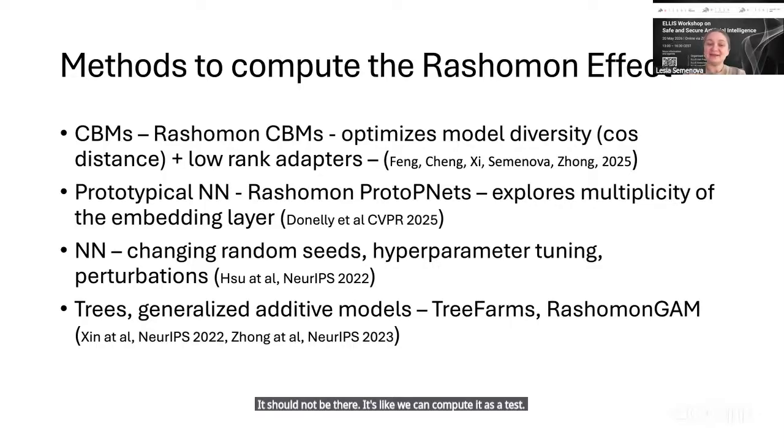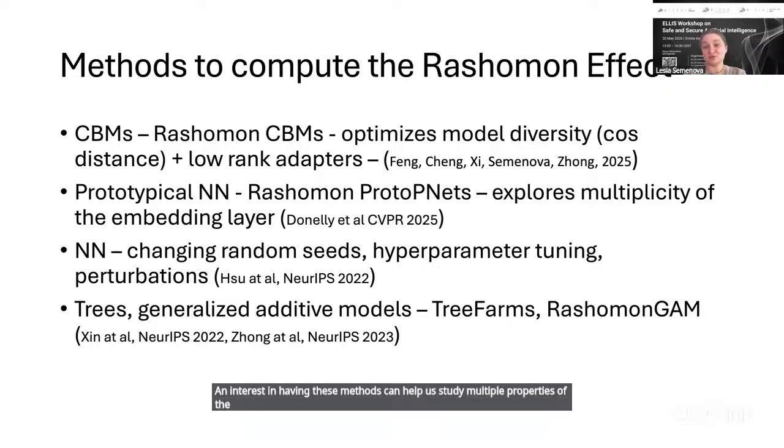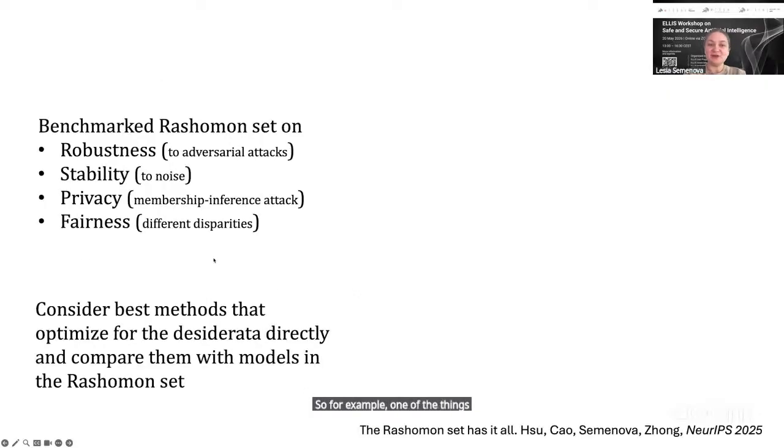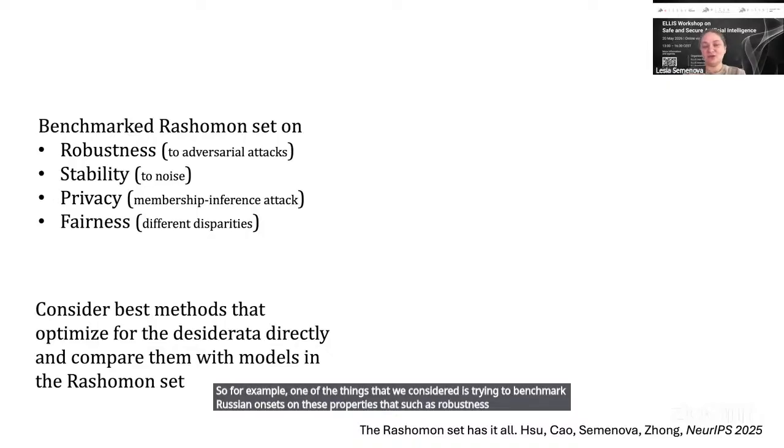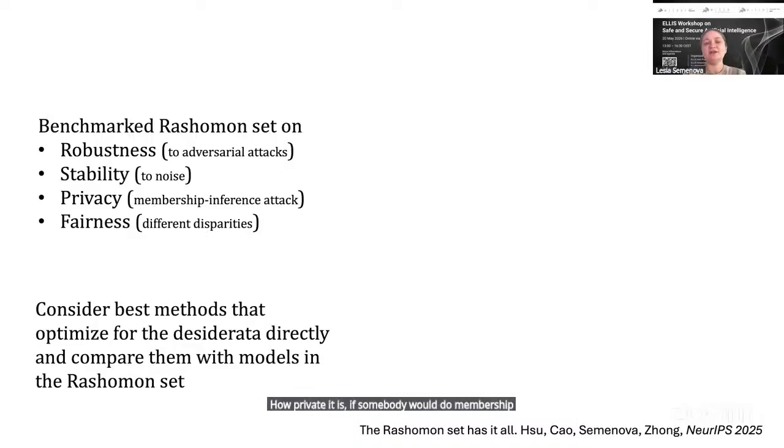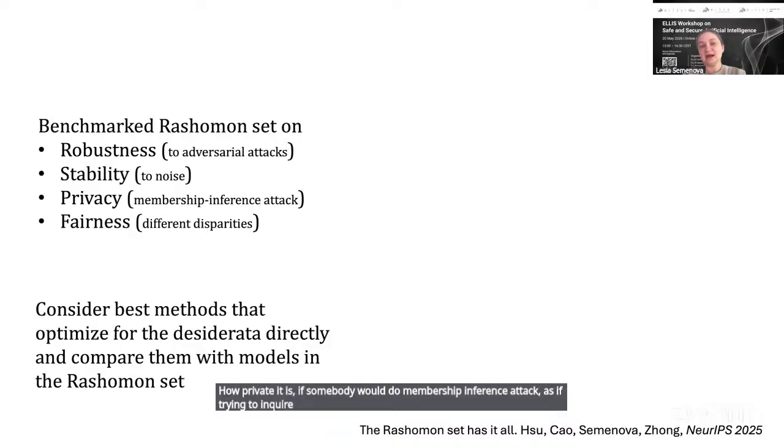And interestingly, having these methods can help us study multiple properties of the Rashomon sets or prove or disprove our points. So for example, one of the things that we considered is trying to benchmark Rashomon sets on properties such as robustness. Let's say we want to understand how robust a model is to adversarial attacks, or stability, how stable it is to noise. How private it is if somebody were to do a membership inference attack, trying to inquire if a given example can be part of your training data given your model only. Or fairness, where we want there not to be disparities between different groups.